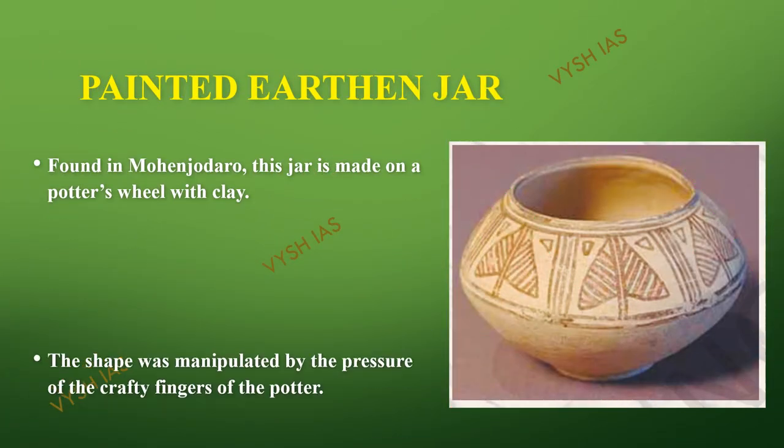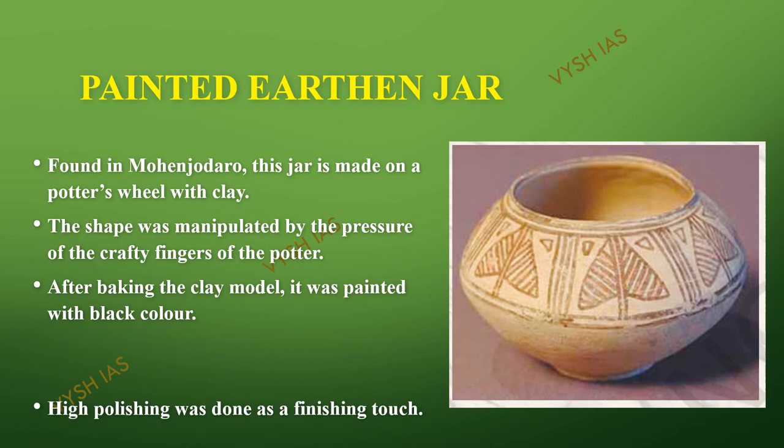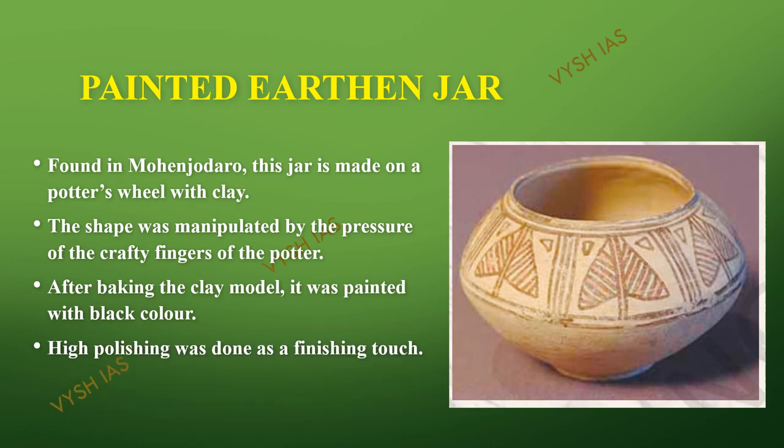This painted earthen jar was found in Mohenjo-daro. It is made with the potter's wheel with clay. The shape was manipulated by the fingers of the potter. After making the clay model, it was painted with black color, and then a high polishing was done as the finishing touch. This looks lovely even today, right?